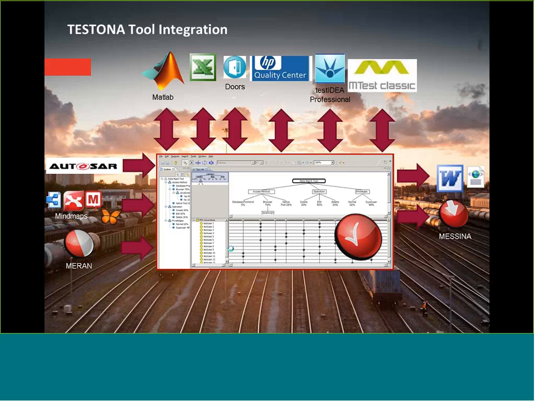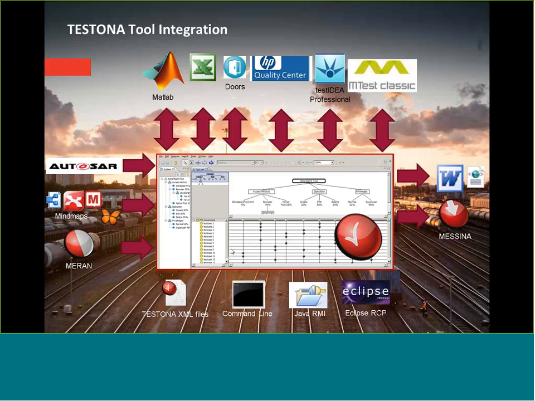We have DOORS support, IBM Rational DOORS, where we are using the client-server architecture of DOORS. We have support for HP Quality Center, which is now called HP ALM, which stands for Application Lifecycle Management, where we're also using the client-server infrastructure. We have support here for the test idea and for MTest. We also have support, not listed here, for the VectorCast environment, which is a unit testing tool, which all works file-based. And the TESTONA tool itself, well, it uses XML files.